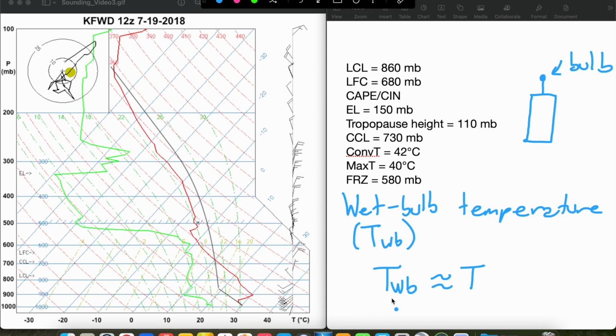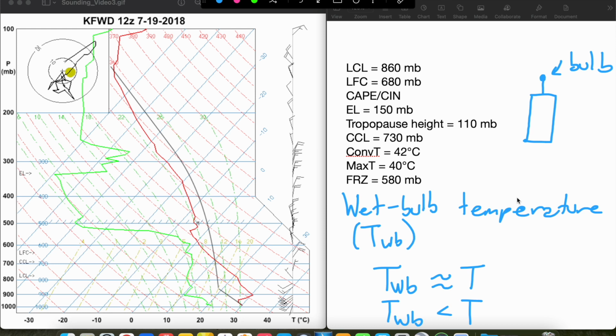But if your wet bulb temperature is a lot less than the actual air temperature, which means the bulb has cooled a lot via a lot of evaporation, that means the air is really dry, and evaporation is more favored. So that's all the wet bulb temperature does.